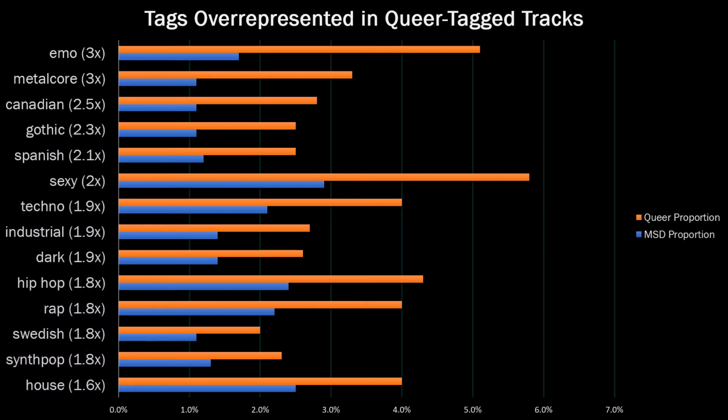Anyway, here's the rest of the queer tagged tracks, and they start making a lot more sense. Sexy makes a lot of sense. Gothic makes a lot of sense. One thing you might be expecting to see is disco, and that's not in this list at all.